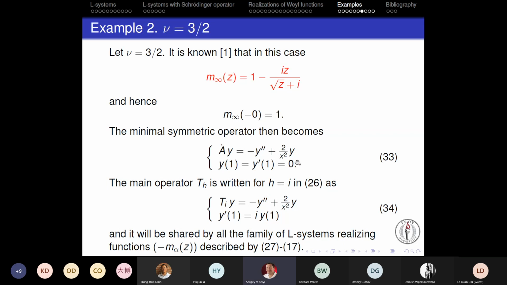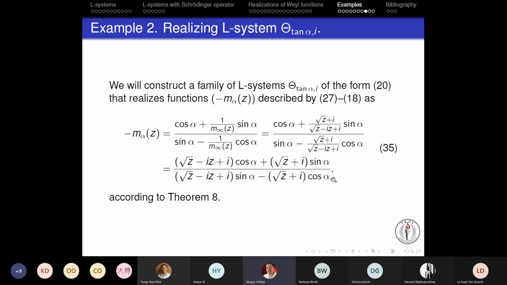The minimal symmetric operator becomes this. So now there is a potential here, 2x squared. T_h with h equals i will be that. And from this point on, we can start realizing minus M alphas. First of all, it would be nice to see what M alphas are. We're going to shoot straight for negative M alpha because these are Herglotz-Nevanlinna functions. And it's a simple calculation, well, maybe not so simple, but still a calculation that requires the formula, and let us use this expression for negative M alpha of z.